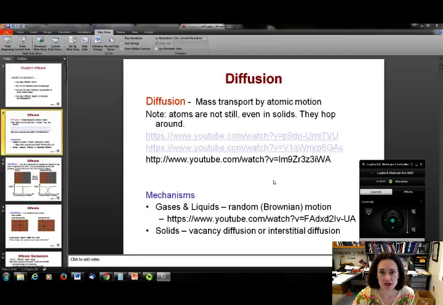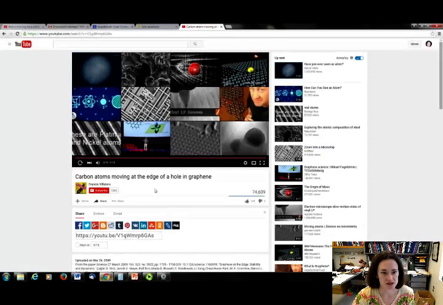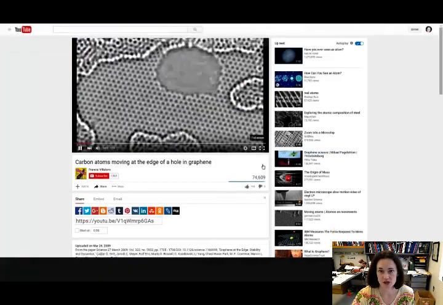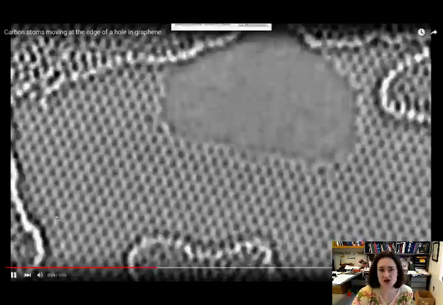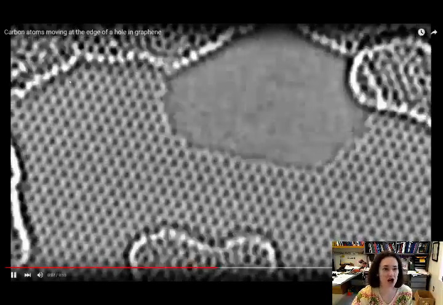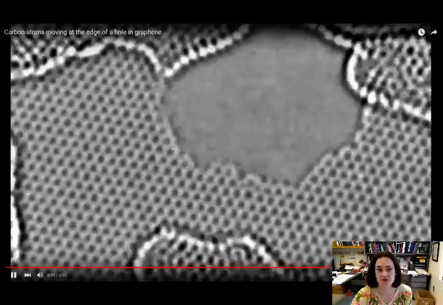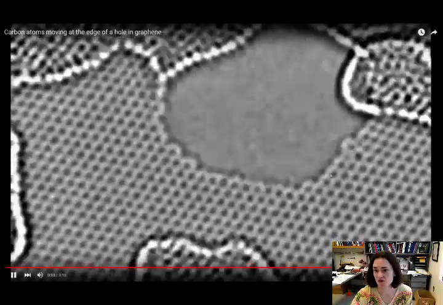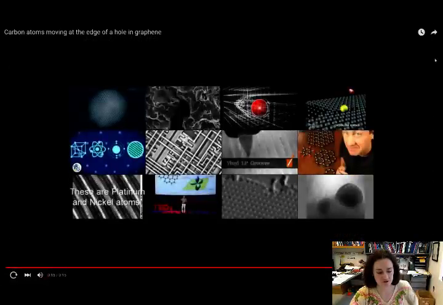For a good video of that, I'd like to show you this one. This is carbon atoms moving at the edge of a hole in graphene and was taken in an electron microscope. So here you go. It's only about 15 seconds long. And you can see the carbon atoms over here on the edge hopping around and the motion of the atoms here on the edge of this little hole. So that's really kind of a fun thing to see.